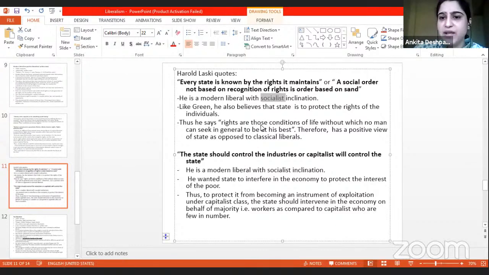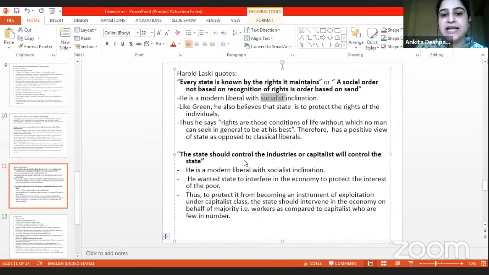They are conditions of life without which no man can in general seek to be his best, is what Harold Laski says. This is the concept you have to talk about. If that quote is asked, tell them that he believed rights are very important because the welfare state has to play a positive role. Any social order which does not recognize rights, like the USSR, will collapse like a sand castle.